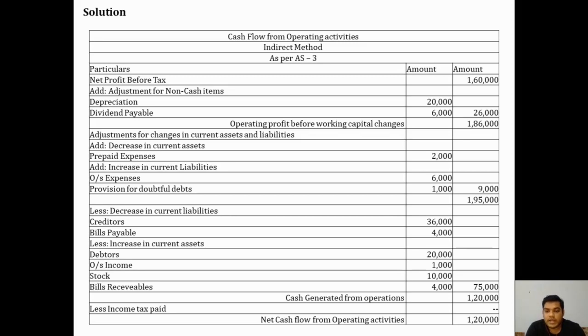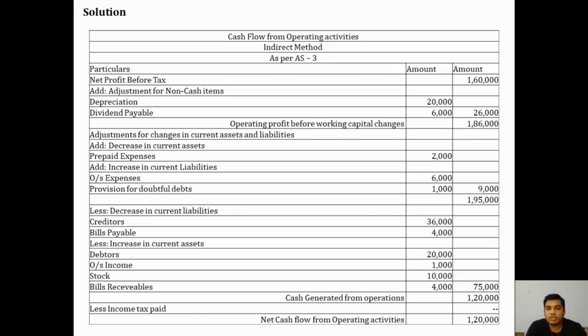So the answer what we get, 1,20,000, is called as net cash flow from operating activities. So this is the solution for operating activities. So this is for 5 marks, as well as when we try to solve 15 marks problem, even in that situation also we have to prepare this operating activities.